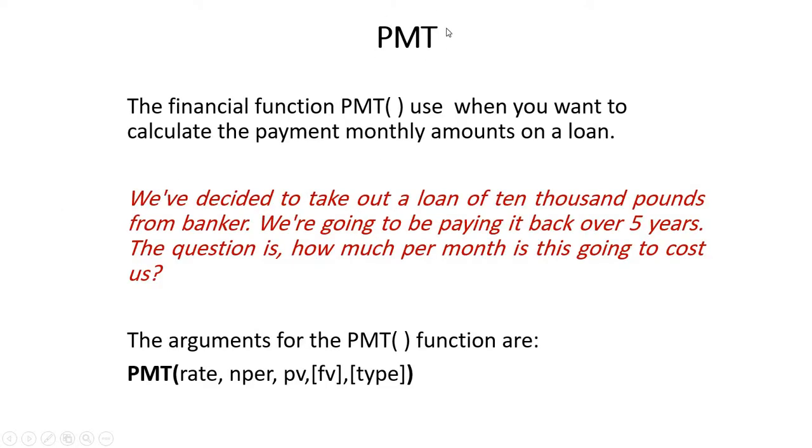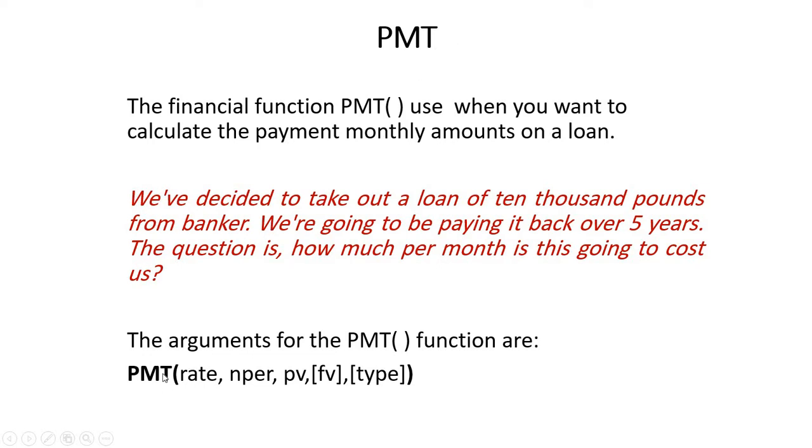PMT function. PMT function, it is the abbreviation of payment monthly amount. This function is used to calculate the payment monthly amount on a loan. For example, if you decide to take a loan from the bank, for example, a $10,000 amount, and you want to return back this amount after 5 years, how much amount you must pay every month to the bank. So this function is used to calculate this amount.